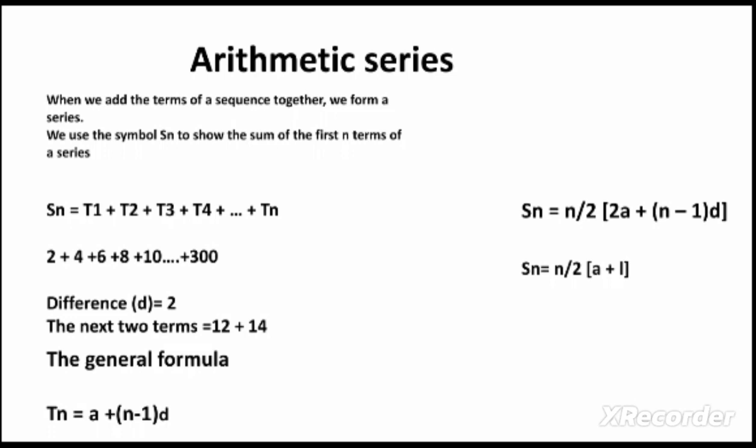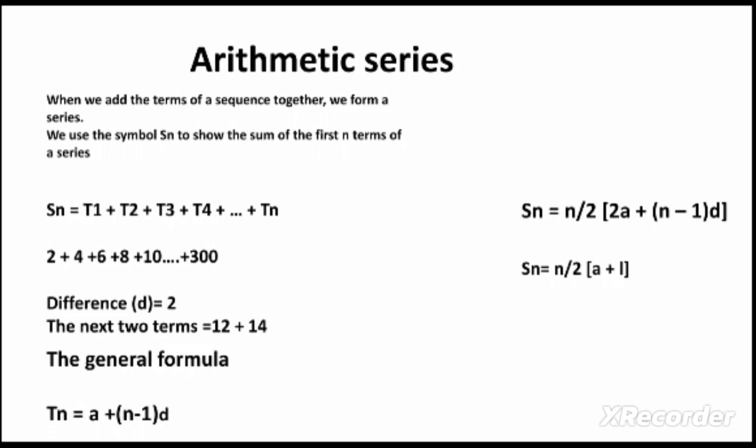So the n means the number of terms. How many numbers are in this series? 2 is the first number, 4 the second number, 6 the third number, till 300. 300 is the last term. How many are they? That is the n. How many terms are in this series? So a is the first term, which is 2. d is the difference, which is 2. We got the difference, 4 minus 2, that is 2.